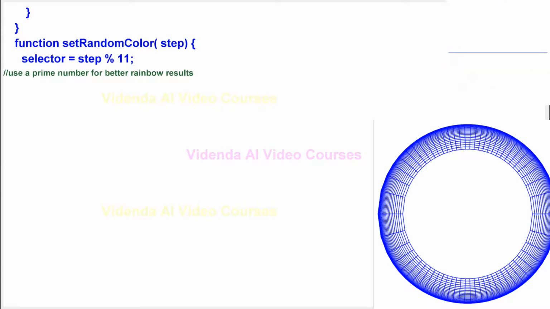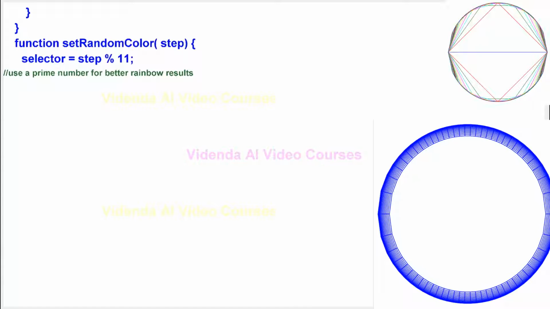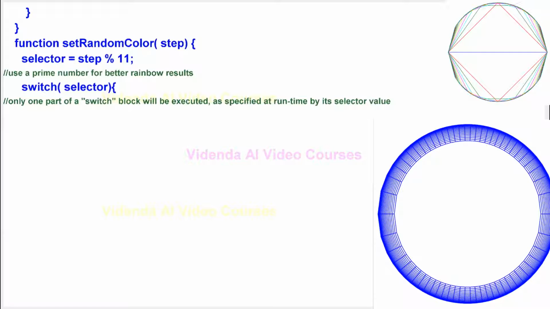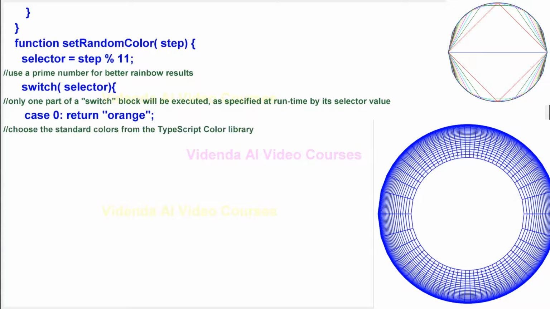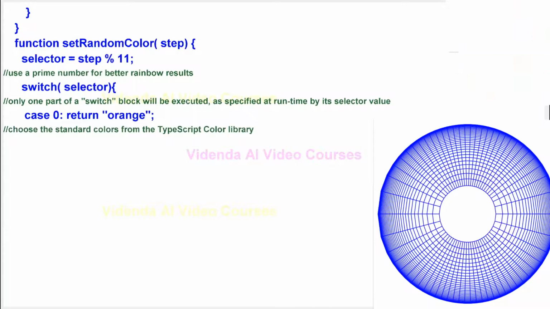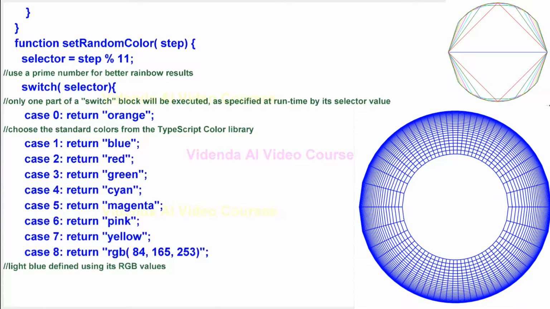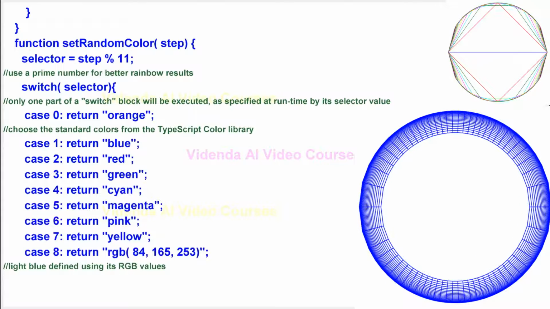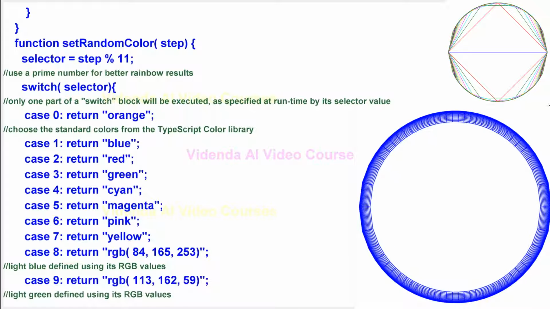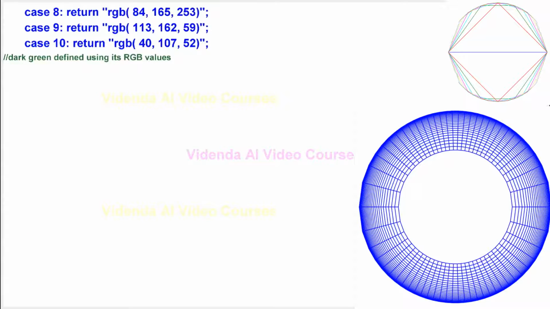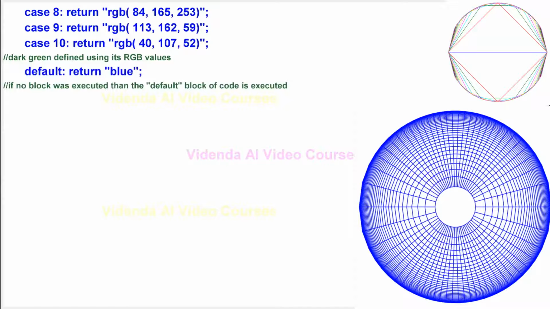Use a prime number for better rainbow results. Only one part of a switch block will be executed, as specified at runtime by its selector value. Choose the standard colors from the TypeScript color library. Light blue defined using its RGB values. Light green defined using its RGB values. Dark green defined using its RGB values. If no block was executed, then the default block of code is executed.